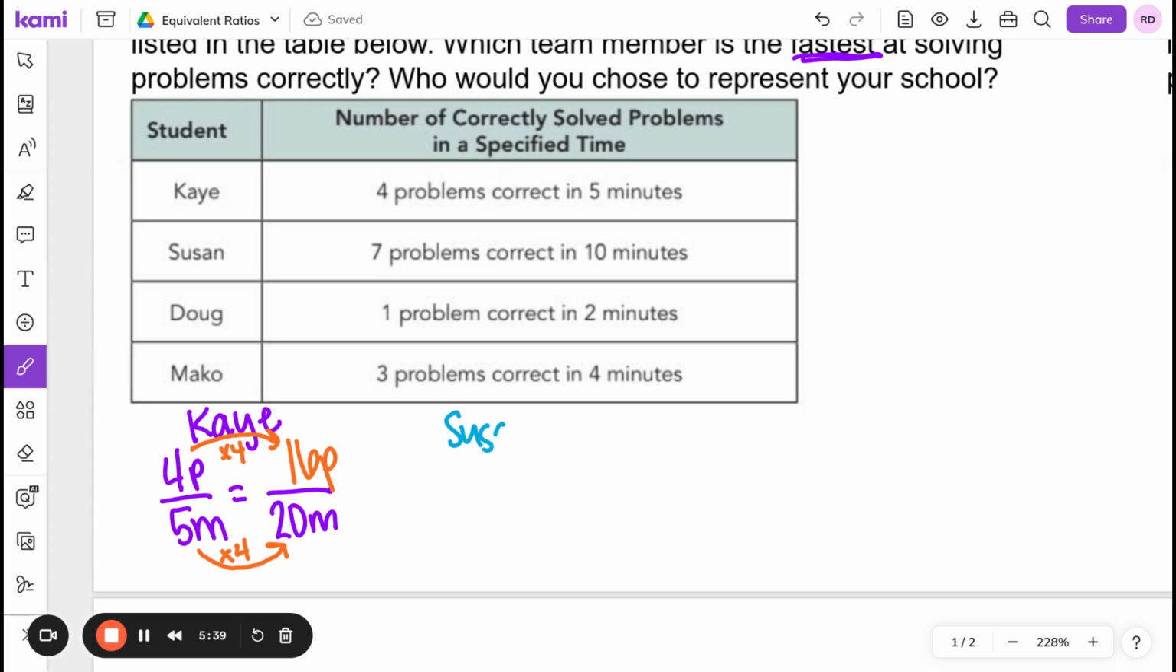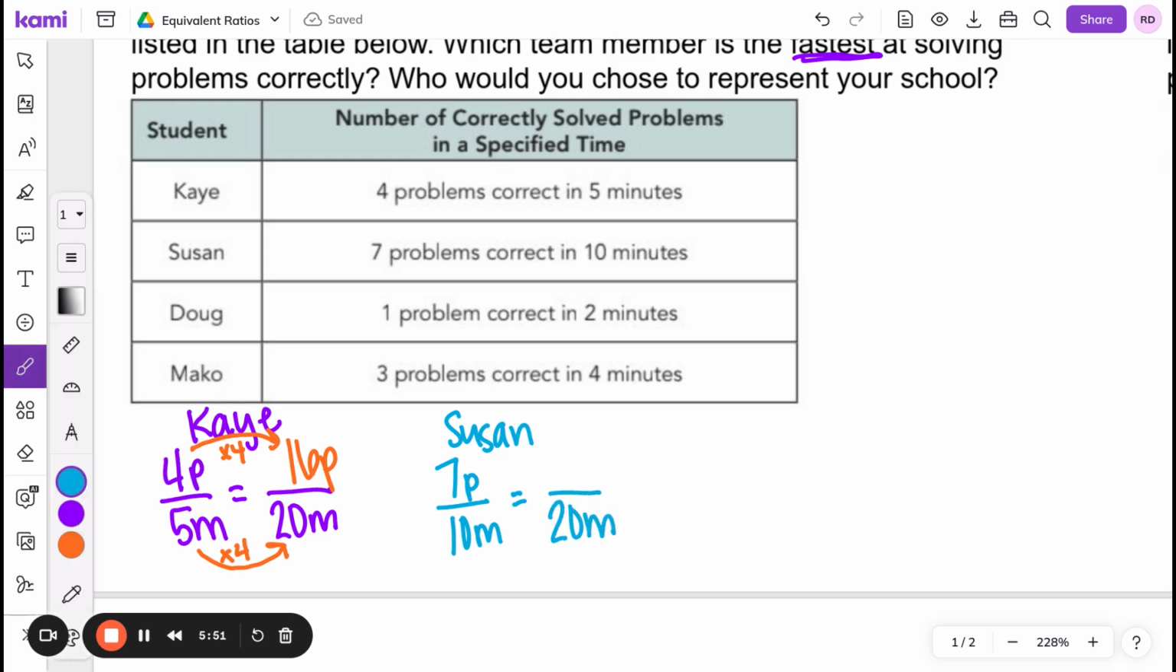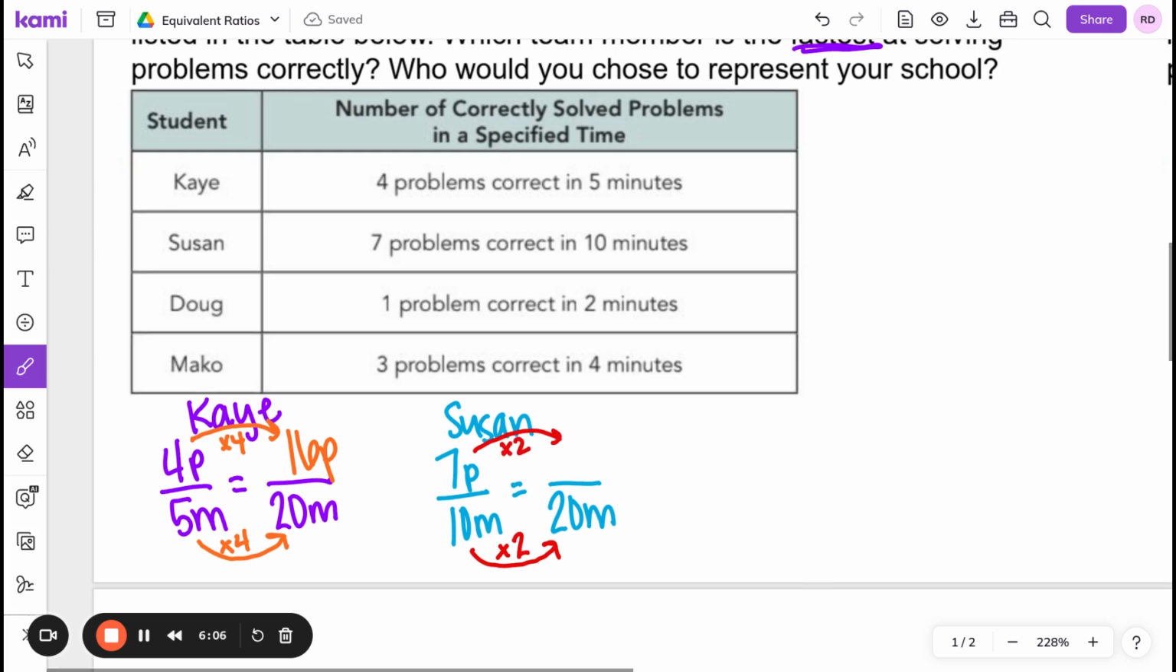Next up, we have Susan. Susan can solve 7 problems in 10 minutes. So 7 over 10 is her starting ratio. But the competition is 20 minutes. So again, we have to turn a 10 into a 20. We got bigger, so we're multiplying. And then 10 times 2 is 20. Whatever we do to the bottom, we do to the top. 7 times 2 is 14 problems.